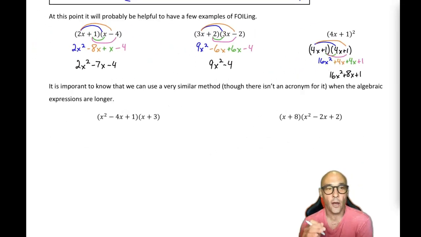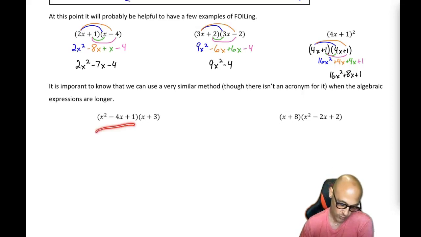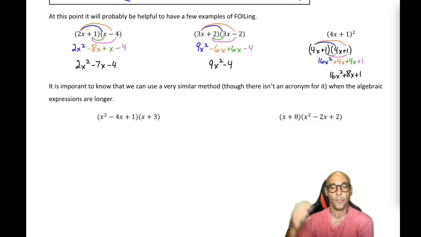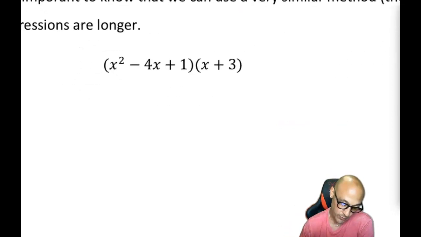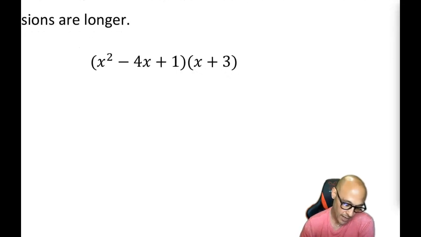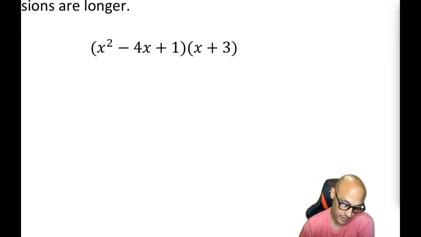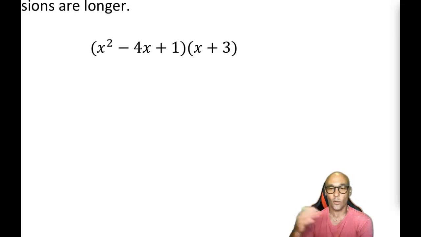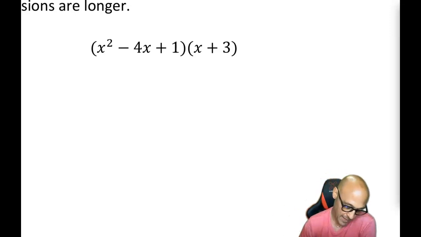So it's important to know that we can use a very similar method, though there's no acronym for it, when the algebraic expressions are longer. So in this first one, we have a trinomial, not a binomial. There are 3 terms multiplied by a binomial. And in the second one, we have a binomial multiplied by a trinomial. So we'll go through these two examples. It really is the same. I'm not going to use the colors because I don't have enough distinctions. It'll get kind of messy anyway.